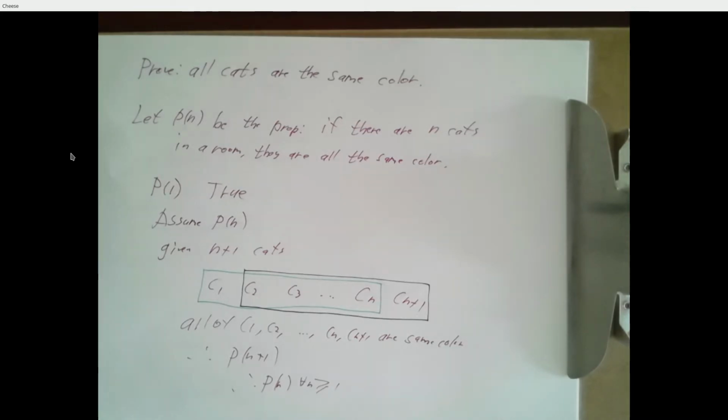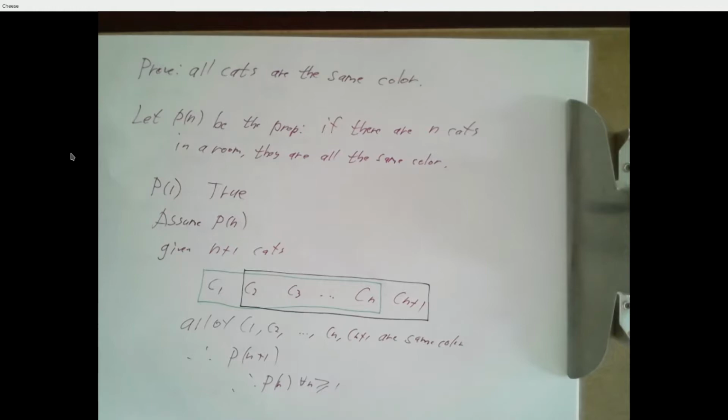So what's wrong here? Well, that C1, C2, C3 is a bit of junk logic. Why? Because every cat is a unique thing. You're assuming all cats are the same thing. I'm not. I'm only assuming that n cats are the same. Yes, but it's not any n cats. Yeah, that's the first thing. P of n says any n cats. Right? If there are n cats in a room, they're the same color.